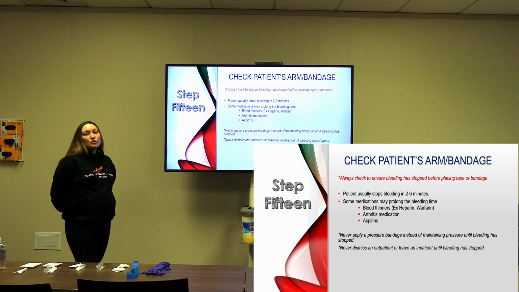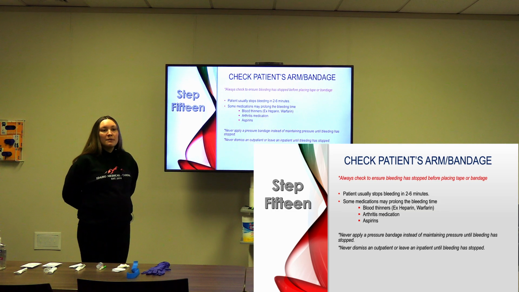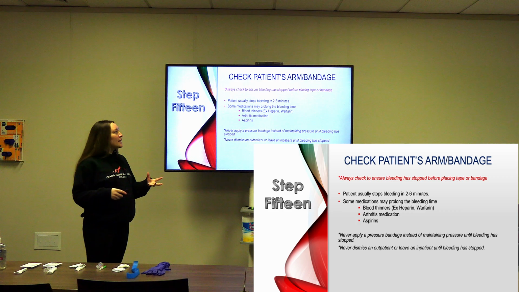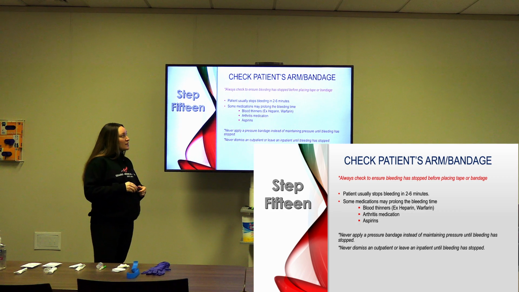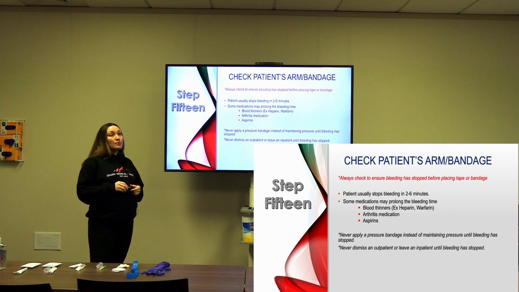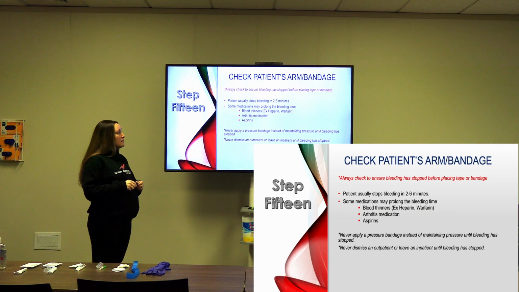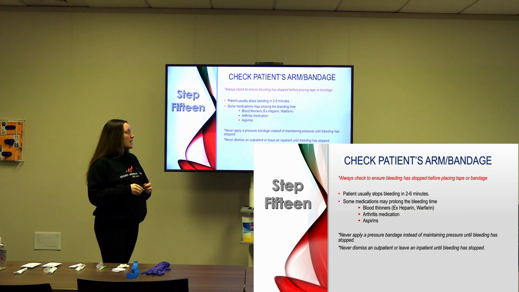Once you have labeled the tubes, you're going to go back to the patient and check their arm and make sure the bleeding has stopped or nearly stopped. Then you can bandage the arm using tape or Coban. Always check to ensure the bleeding has stopped before placing this tape or bandage. Patients usually stop bleeding in 2 to 6 minutes.